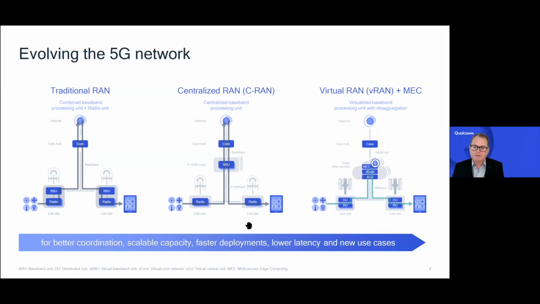When we look at the 5G network, I don't really need to describe all of this for this audience, but the reality is we are undergoing a huge transformation in what is happening on the network side. So there is this movement from traditional RAN to things like a centralized RAN, and then into virtual RAN and mobile edge compute. And one thing I want to highlight is the compute side, about what is happening and where it's happening.